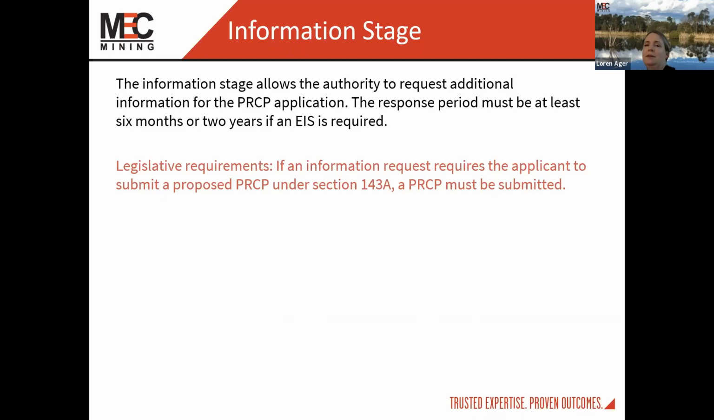Information stage. This is when the government, or the authority, gives feedback on what is actually going to be needed in that submission. This stage is applicable for both current holders of an EA as well as newly required holders of EAs. And if under this information stage the authority requires you to submit an EIS, then you have 6 months to do this, but no greater than 2 years.